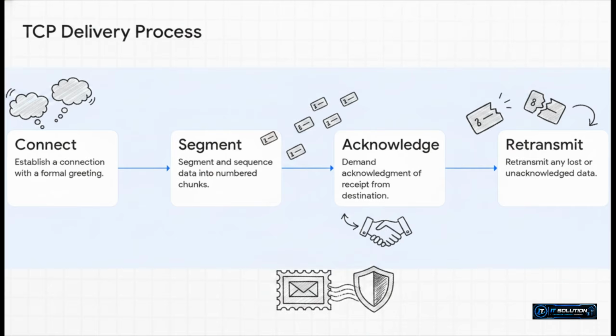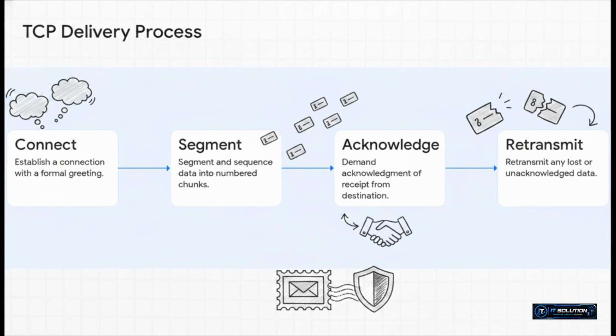First, TCP establishes a connection. It actually requires an exchange of messages before a single byte of data is sent, like a formal handshake. Second, it segments the data into manageable chunks and sequences them. It literally numbers every single piece. Third, it demands an acknowledgement. It sits and waits for the destination to say, "Yep, I got packet number 1." And fourth, if it doesn't get that acknowledgement, it will retransmit the lost data.